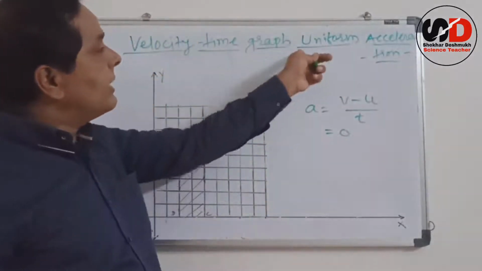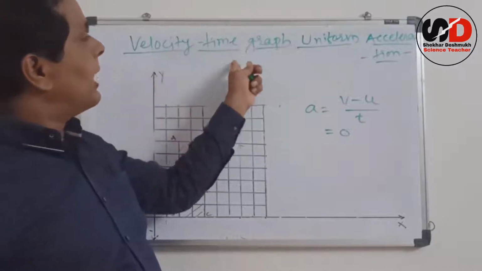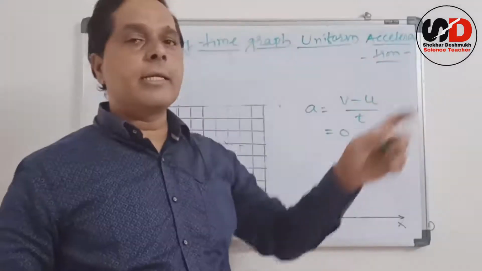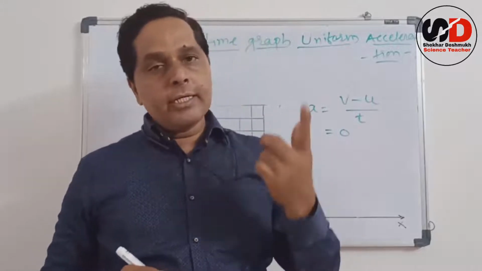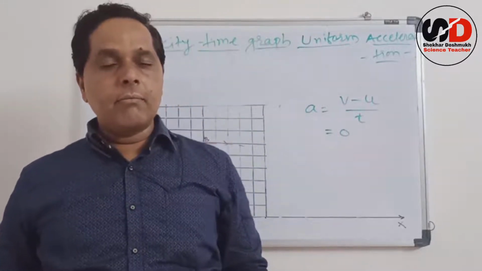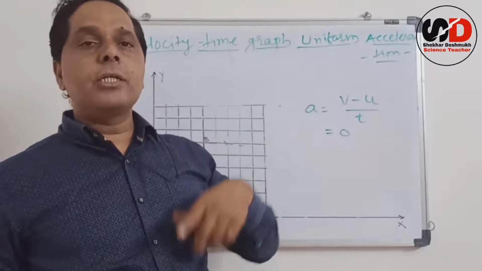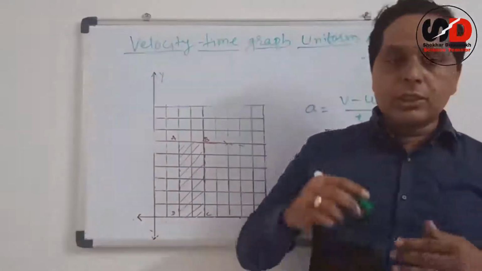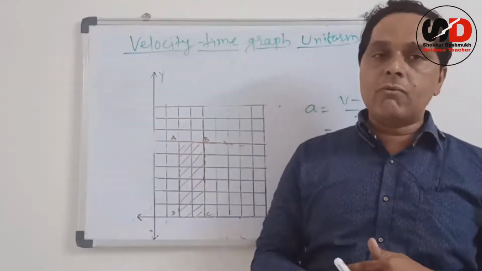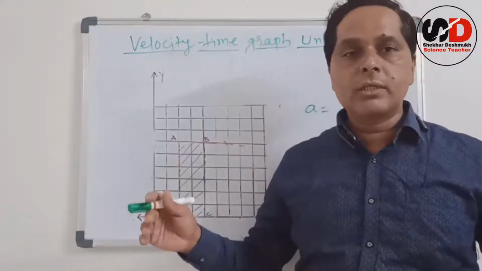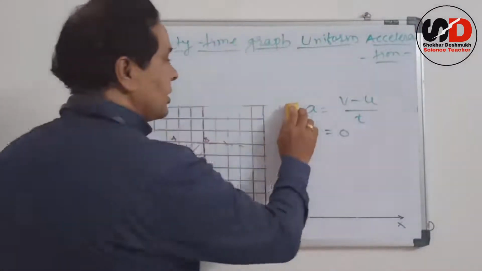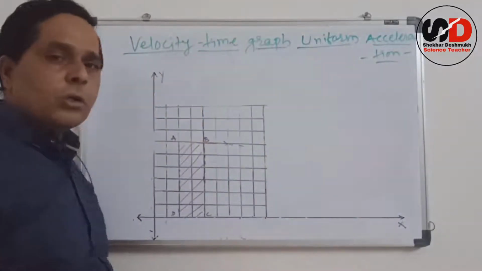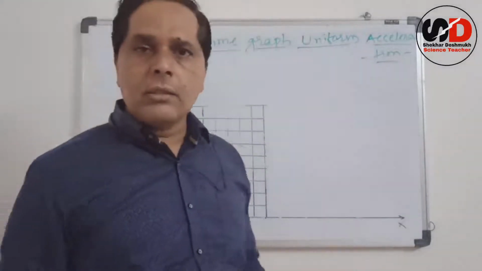But now we are seeing the velocity time graph for uniform acceleration. Uniform acceleration means the body is accelerated, but the acceleration is uniform. That means the change in velocity is equal in equal intervals of time. But definitely the velocity is changing. So draw the graph for that.